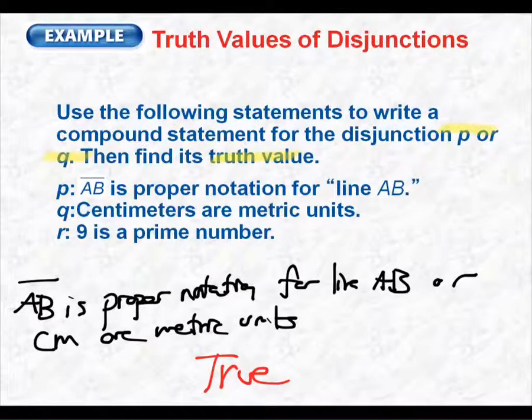Now, these statements separately, statement P by itself is false, right? Because this isn't the proper notation for line AB. This would be what? Line segment, right? Line AB would have the arrows on both ends. And then statement Q by itself, centimeters are metric units, that's true, right? Because inches are standard units, centimeters are metric units. So since I use the word or though, only one of them has to be true for the truth value of the whole thing to be true, because it's either this or that, right? If one of them is true, the whole thing's true. If this was a conjunction, if this was the word and, it would have been false though. Because when you say and, both of them have to be true.